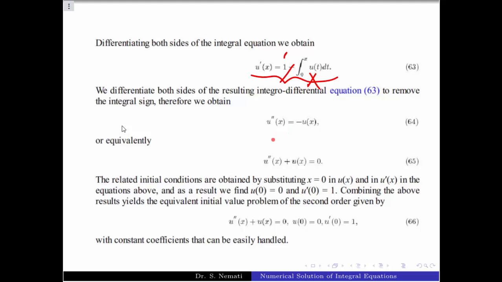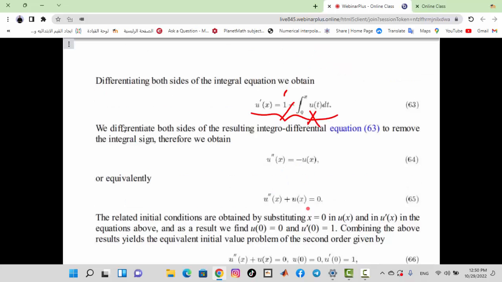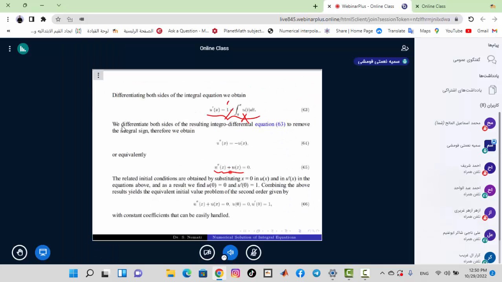So we obtain the second derivative of u with respect to x is equal to negative u of x, or the second derivative of u plus u equals 0. Here we have a differential equation of second order, so we need two initial conditions.